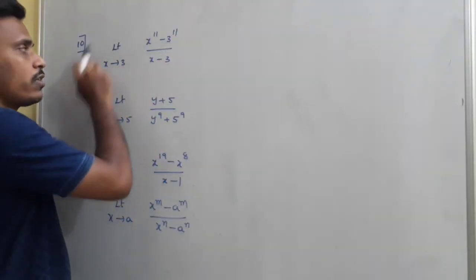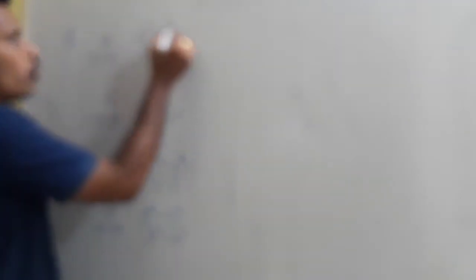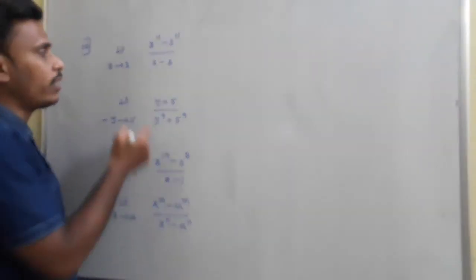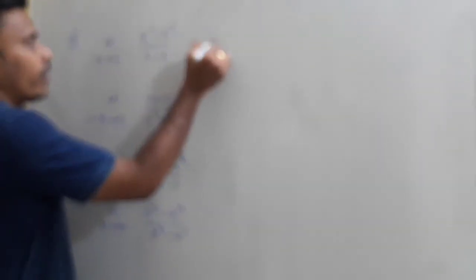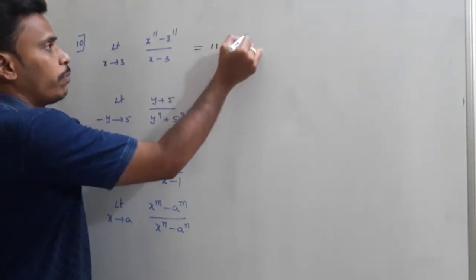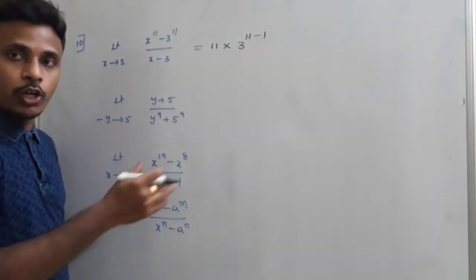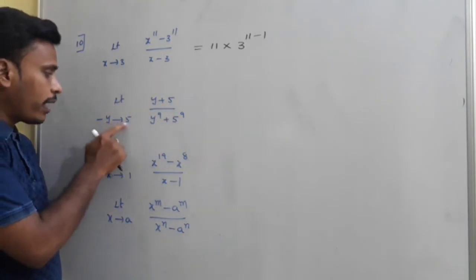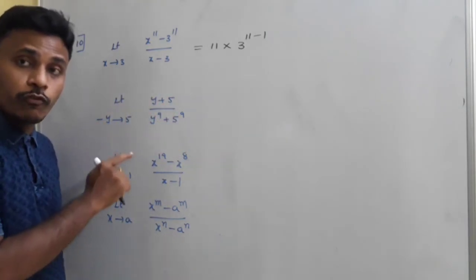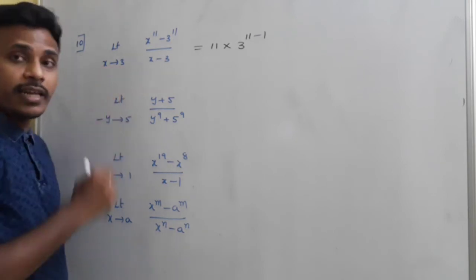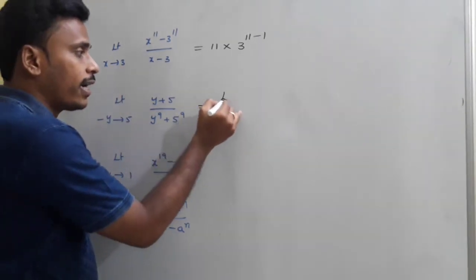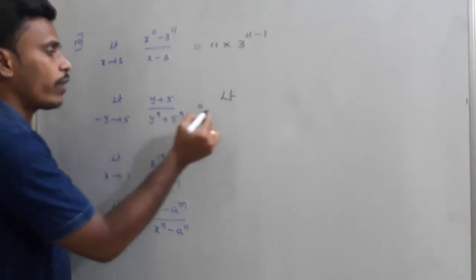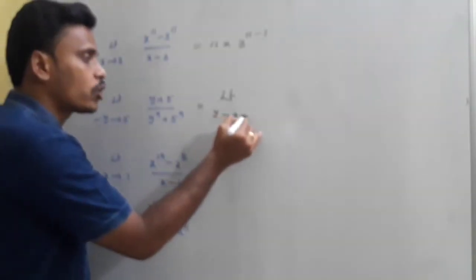First of all, this is directly in the same format. So here the value of power n is 11 and a is 3. So directly I will write the answer as 11 into 3 power 11 minus 1. 11 into 3 power 10 is the answer. But for this problem, this is given as minus y tends to 5. Usually I need to mention the x tends to a format. So I will rewrite it like this. Limit minus y tends to 5 can be written as y tends to minus 5.